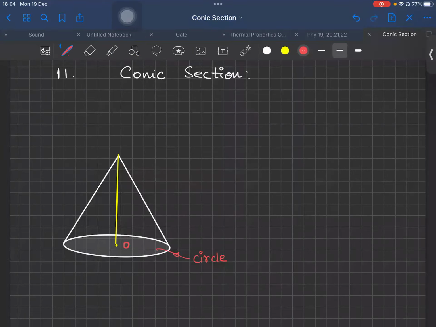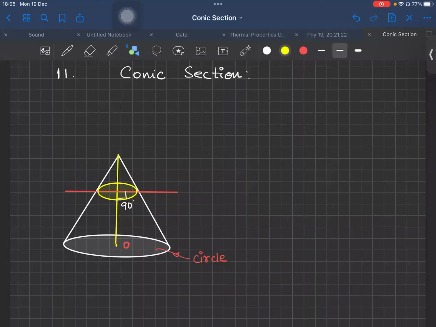Now, if you cut this cone perpendicular, that means suppose you have a blade, something like this, and you cut perpendicular to this yellow line, that means the angle between this red line and this yellow line is 90 degrees. Okay, so it will always make a circle, isn't it? The cross section is always a circle. Yes or no? Right? So this is always a circle.